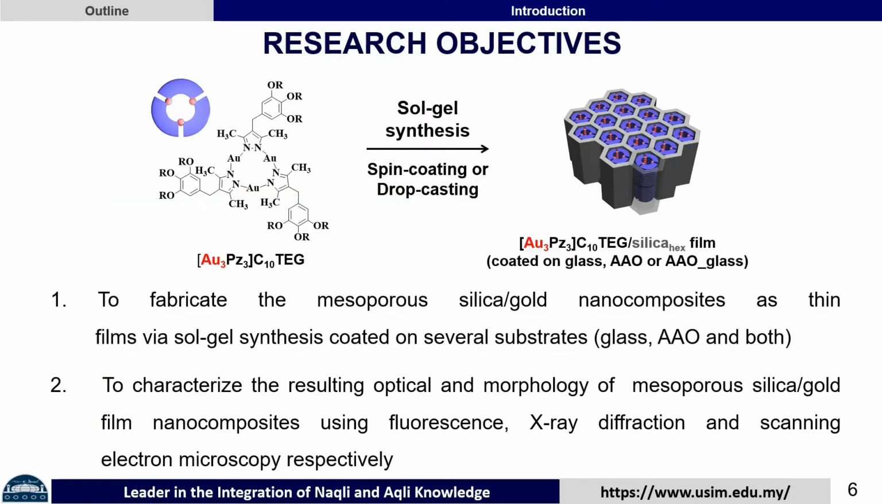Therefore, in our work, the research objectives are: first, to fabricate the silica gold nanocomposites as a thin film via the sol-gel synthesis coated on several substrates such as glass, AAO, or a combination of both. Second, to characterize the resulting optical properties and morphology of the silica gold nanocomposites using fluorescence, X-ray diffraction, and scanning electron microscopy respectively.